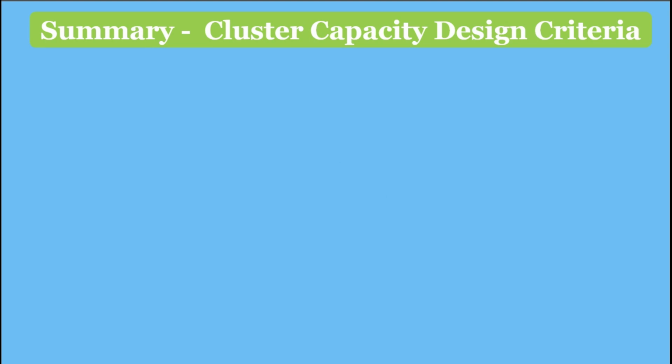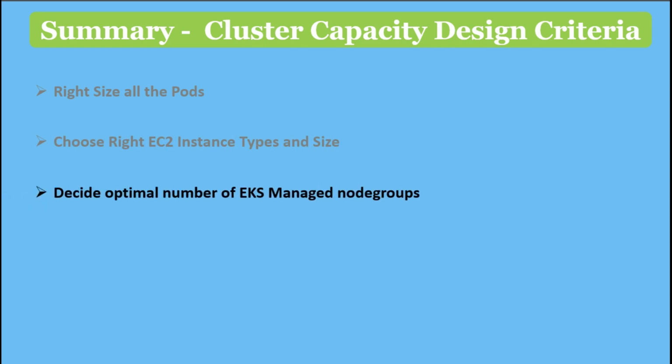So let us take a summary on the cluster capacity design. First, we have to do the load test to right size all the application pods in the cluster. And then choose the right EC2 instance types and sizes based upon the vCPU and memory ratio of the pod request configuration. Then decide the optimal number of node groups. One node group could be for all the critical pods, the remaining node groups just for scaling your workloads.